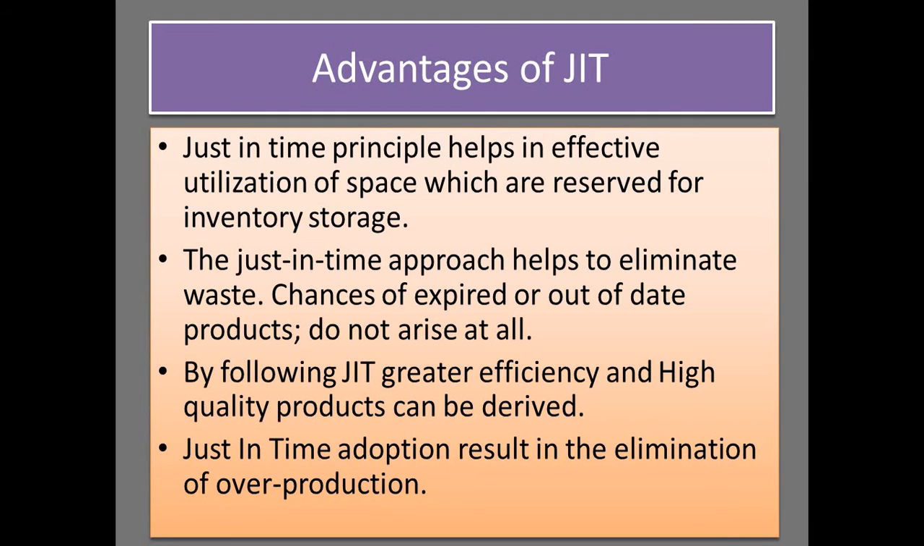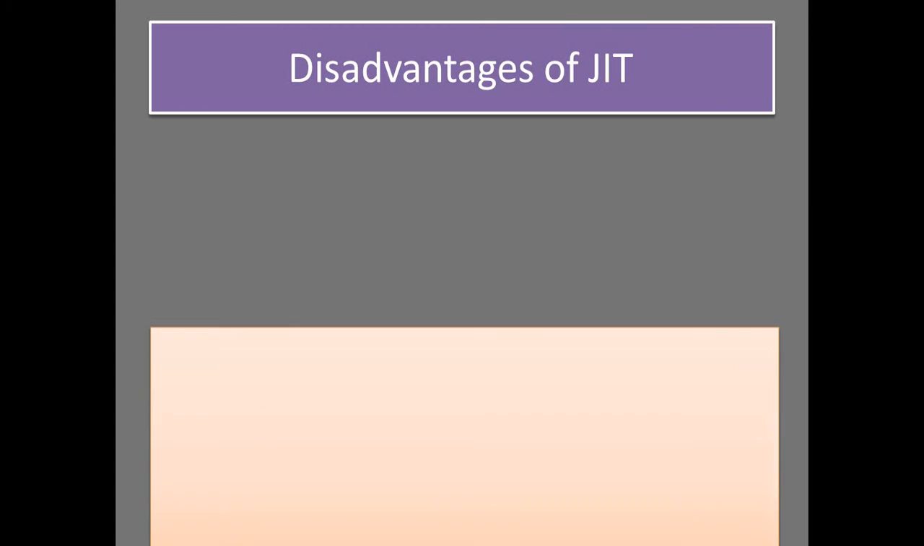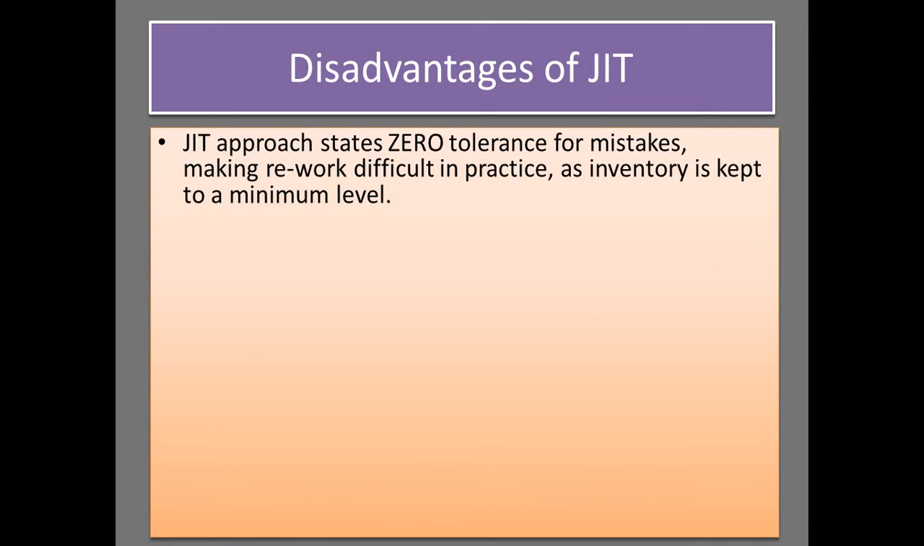This type of just-in-time principle adoption results in elimination of overproduction. There will be no excess inventory for producing more variety or more quantity, because we will procure only the raw materials which are required to meet the customer demands. Only to meet the customer demands.